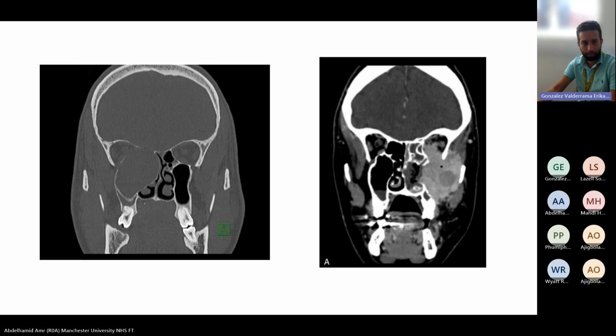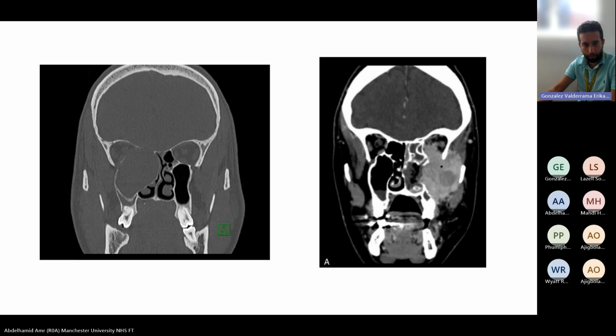How does it look? Look at the bone. Is that more of an expansion or is it more of an invasion? Expansion, right? How about here? Lots of bone destruction, right? So this is probably a mass causing bone destruction, but that is probably a mucocele.